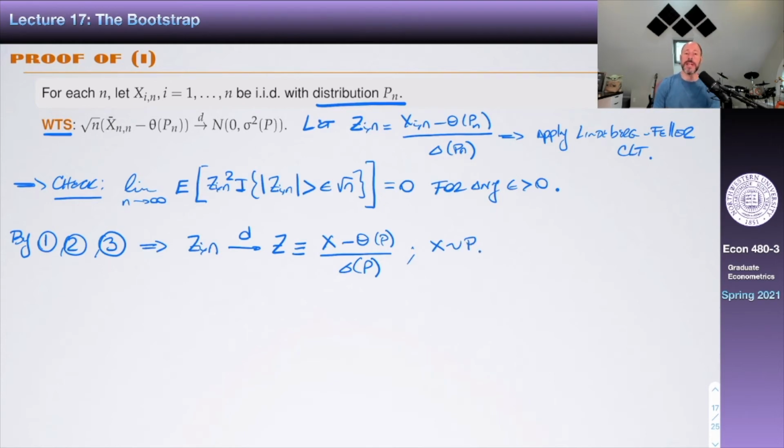Notice that Z_in has three objects: the X, the theta, and the sigma. Condition 2 says that theta of Pn converges to theta of P. Condition 3 says that sigma of Pn converges to sigma of P. And condition 1 says that the distribution Pn converges in distribution to P. So X_n converges in distribution to X, where X has distribution P.